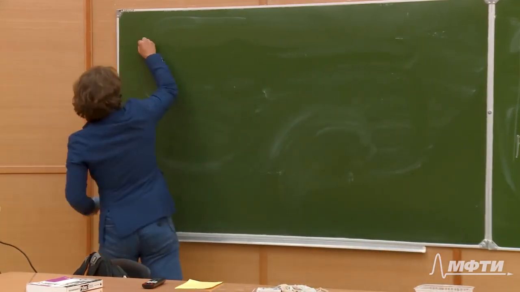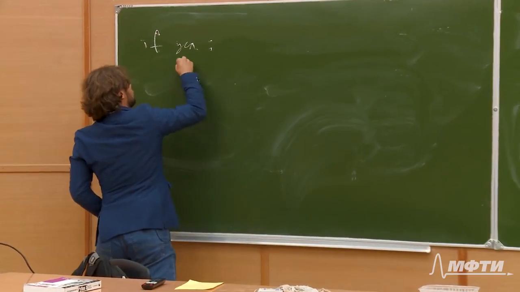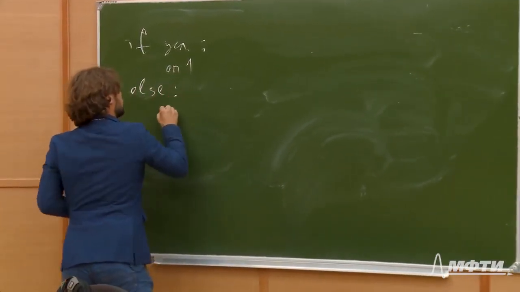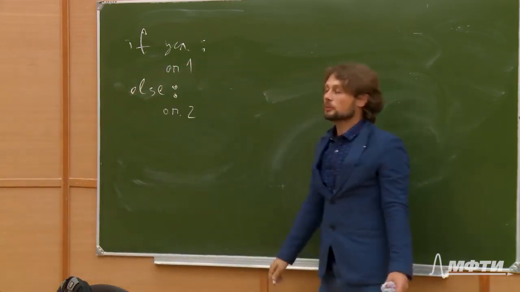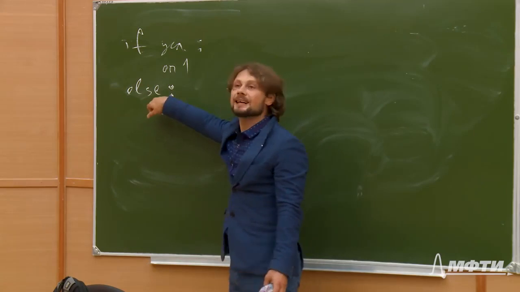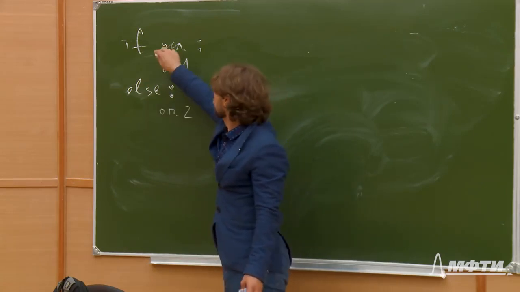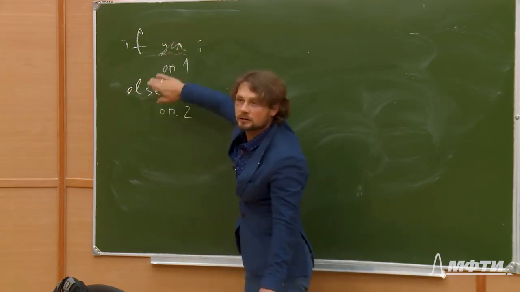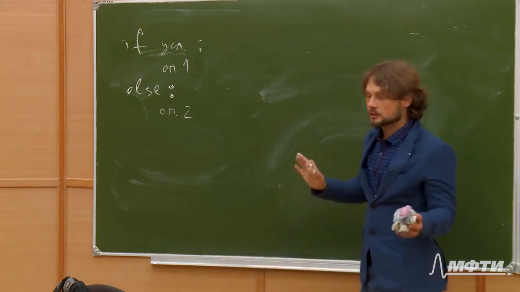If condition, colon, operator, else, colon, operator. The only remark for those who do not know how to program is that you do not need to write the logical negation of the condition in the else. That is, it calculates the condition once, and then decides either these operators or those. Both will never be fulfilled. That's it. That's clear, right?